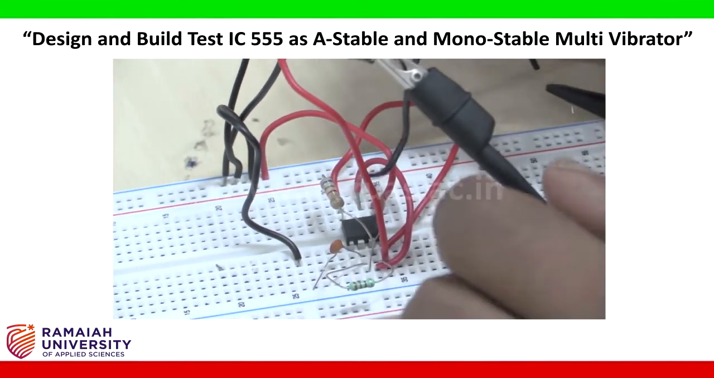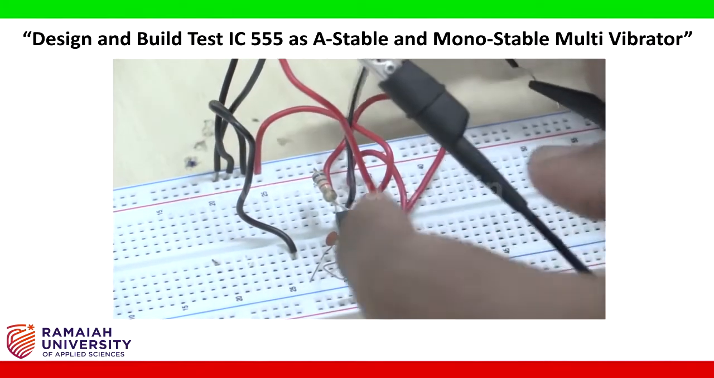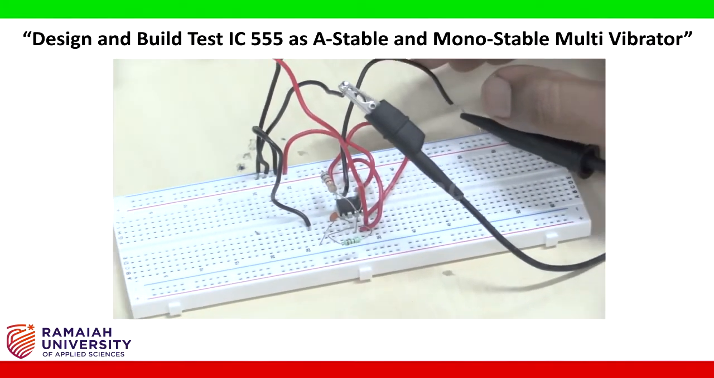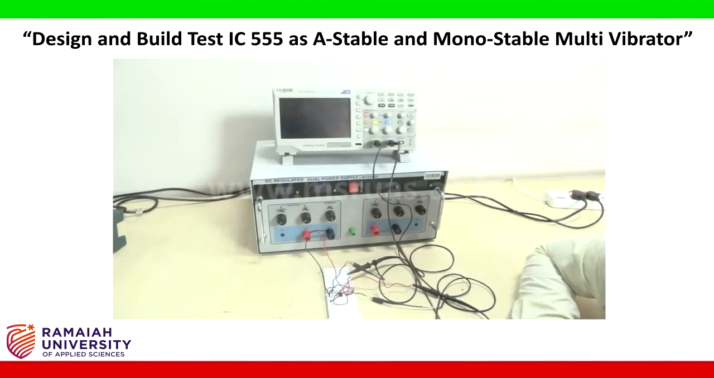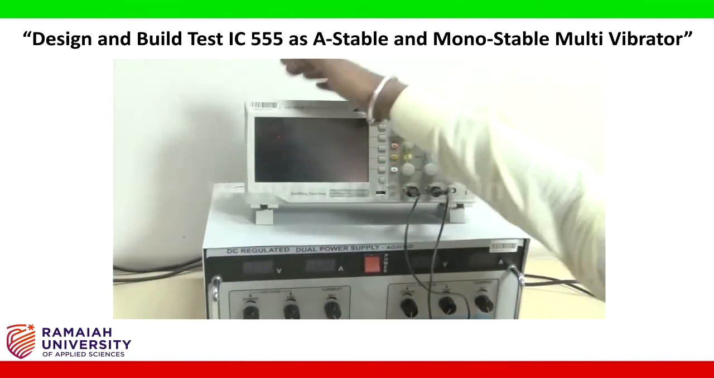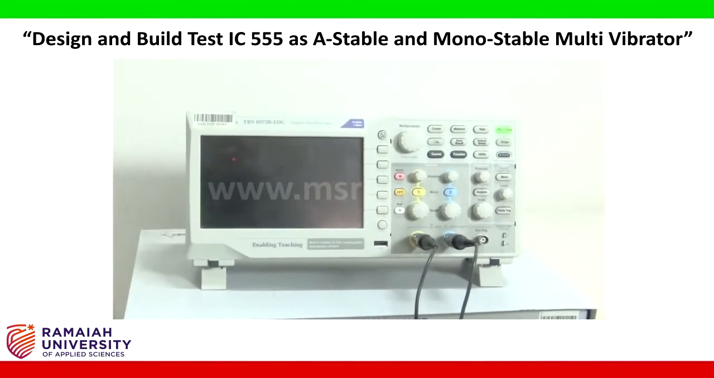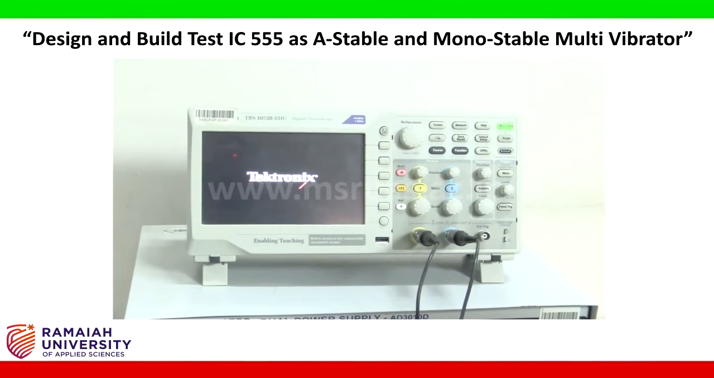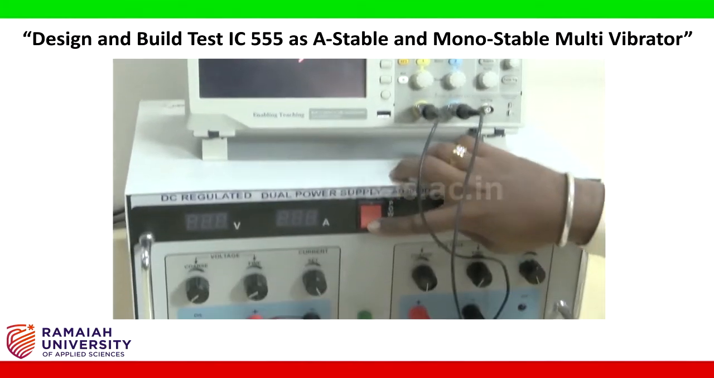See here, the output channel will be connected to terminal 3 and ground. This completes the circuit connection of the astable multivibrator. So now you switch on the digital oscilloscope and the DC dual power supply.